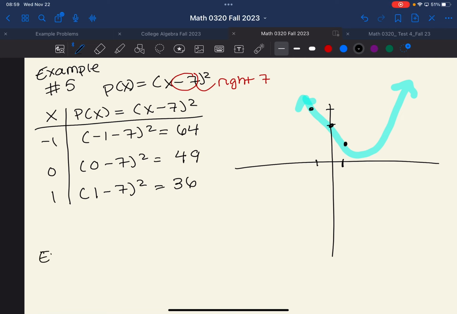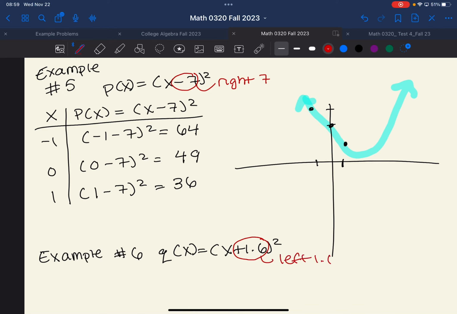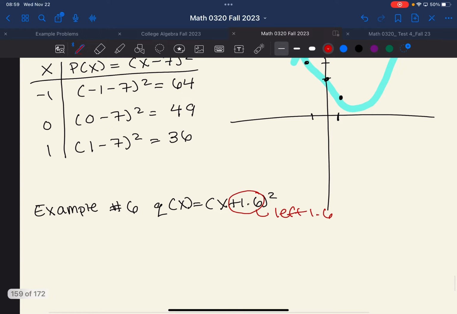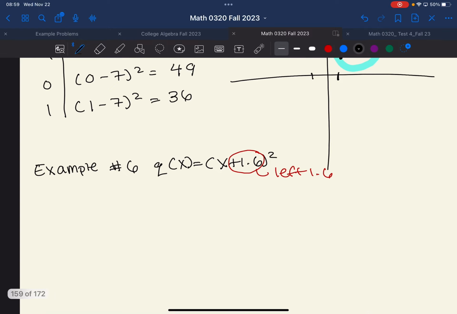And then last example for this concept is example number 6. And we have the function q of x is equal to x plus 1.6 squared. That plus 1.6 tells us our graph is going to do what? To the left. Because remember, if we see minus that number, it's to the right, plus that number, it's to the left. So this is going to go left 1.6 units. Okay. So again, I'm creating my table with any points I want.